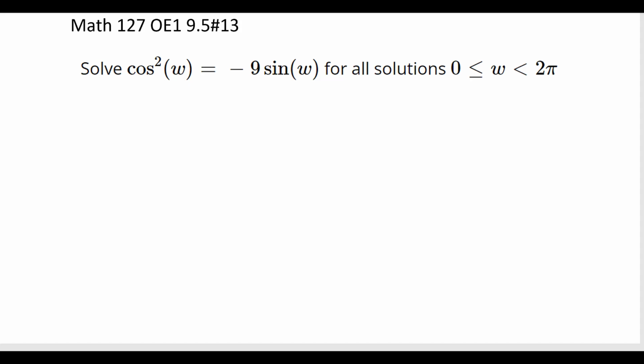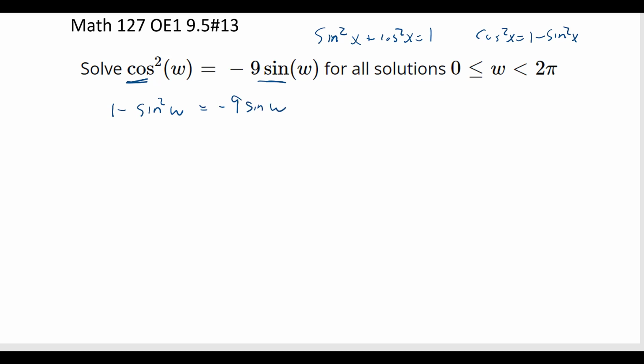Much like the last problem, we have a cosine and we have a sine, and so we're going to have to do our conversion. Again, the Pythagorean identity, sine squared x plus cosine squared x equals 1. And I'll go with cosine squared x equals 1 minus sine squared x. So I'll do 1 minus sine squared omega equals negative 9 sine omega. And we need everything on one side.